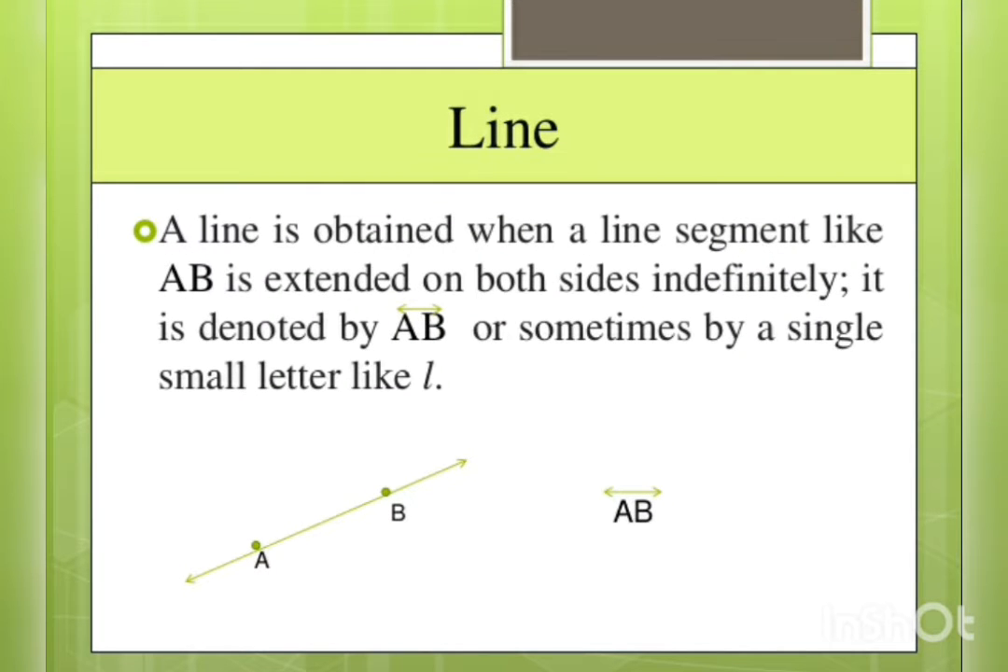Now what is a line? A line segment has two end points, but a line has no end point. A line is obtained when a line segment like AB is extended on both sides indefinitely. It is denoted by AB or sometimes by a single small letter like l. Here a line segment is extended on both sides, arrows are shown, which means you can extend it in both ways. That is called a line.